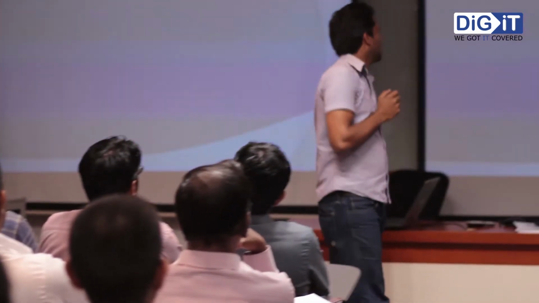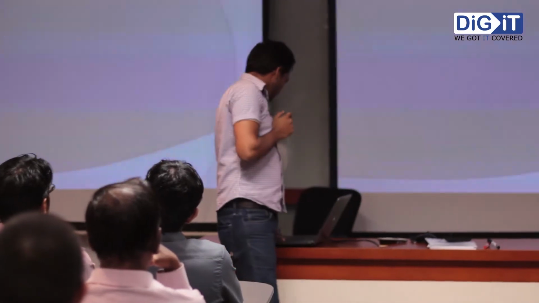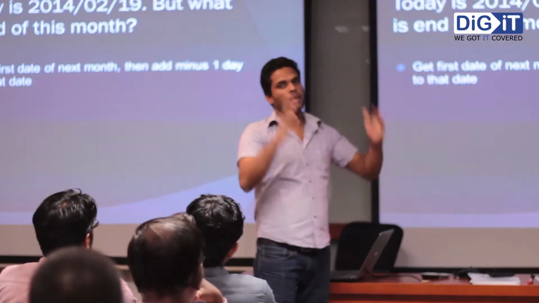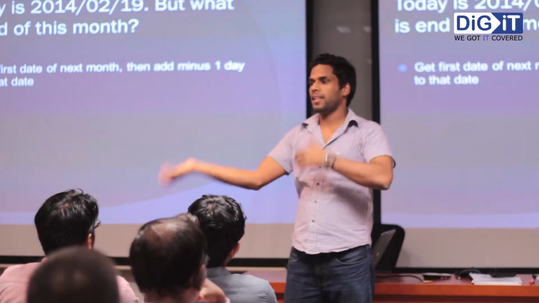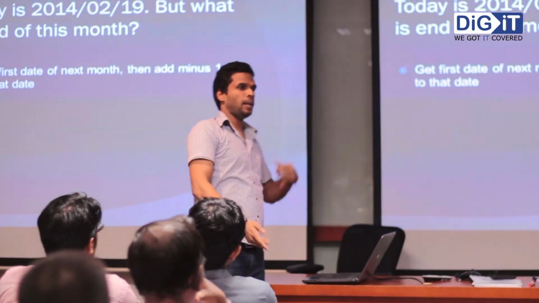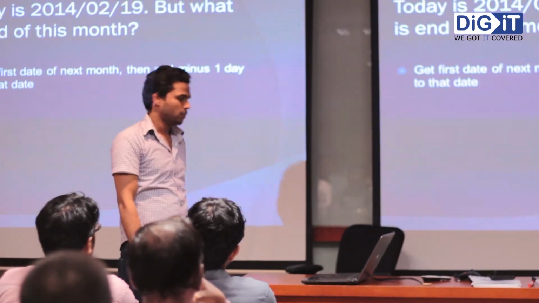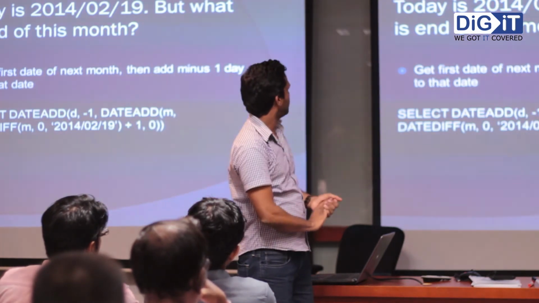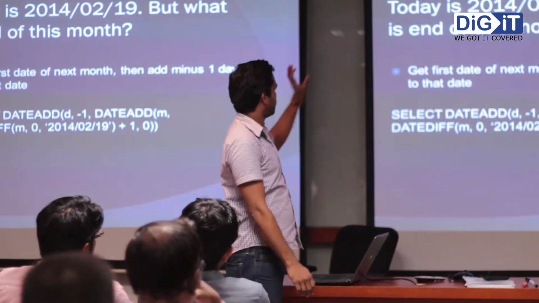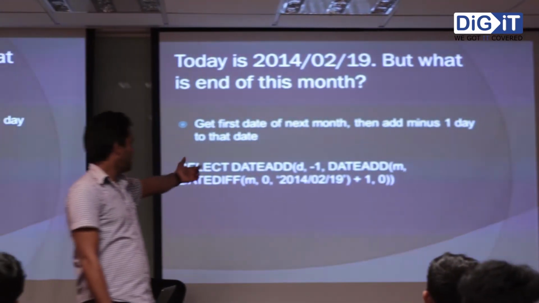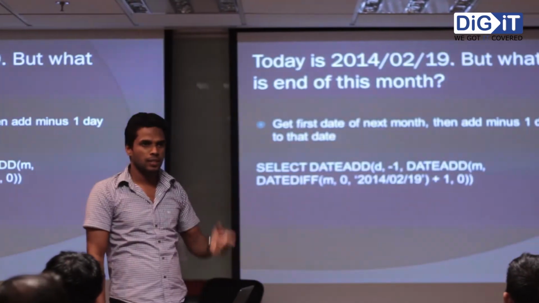That's the answer, right? So you find the first date of the next month, and minus 1 day. This is how we do it. DATEADD. So we are adding a month and adding a minus 1 day, and you will get the last day of the month.